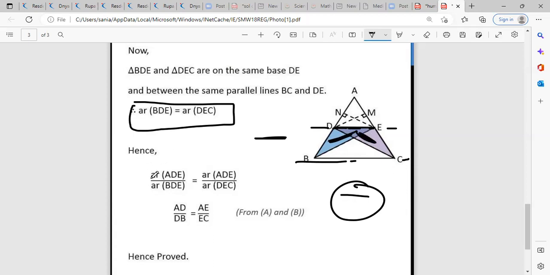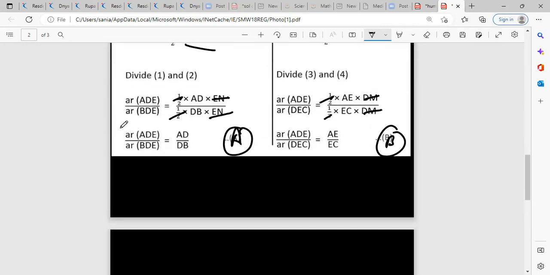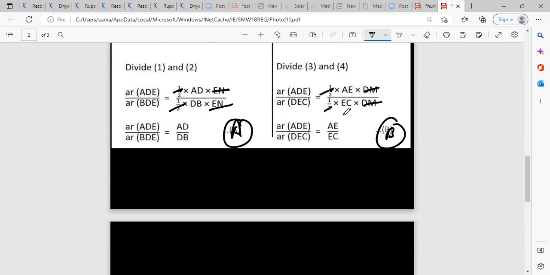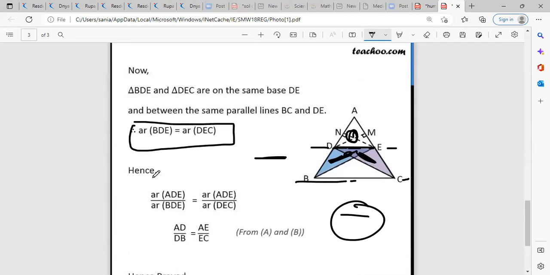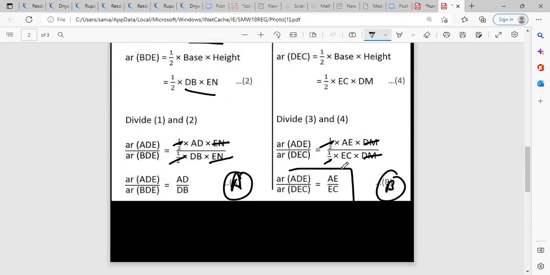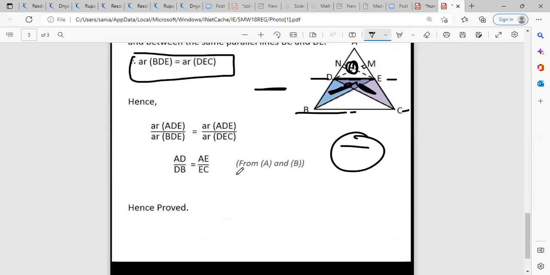Okay. So now what is here? Area of ADE, this triangle, divided by area of triangle BDE. This triangle, because over here this was the situation, right? This situation and this situation. So what you did, area of this equals area of this, right? From here, now what you can do, AD is equal to DB. What was remaining? AD, DB, and AE by EC. So hence proved. Clear?